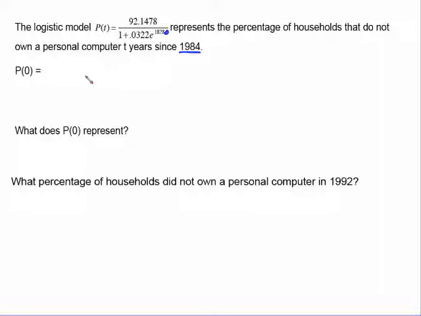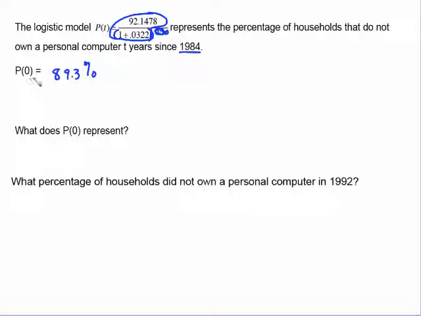So this is just a calculator problem. But we can make the entry in the calculator a little bit easier by remembering that anything to the 0th power is 1. So 0.1828 times 0 makes all of this become 0. E to the 0th is just 1. So this just boils down to entering in your calculator 92.1478 divided by 1 plus 0.0322. But you need to put the 1 plus 0.0322 in parentheses so that you're dividing the numerator by the quantity 1 plus 0.0322. And when you do that, this works out to be 89.3% rounded to the tenths place.